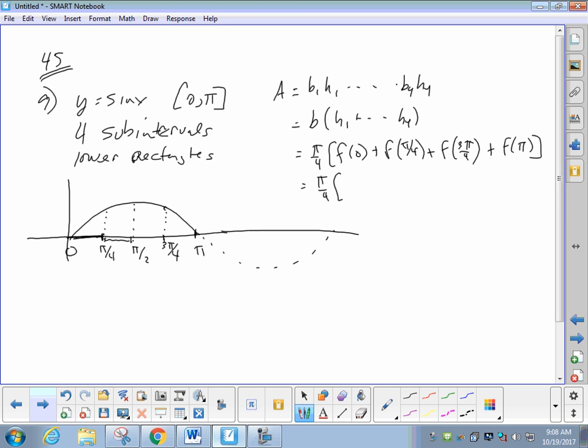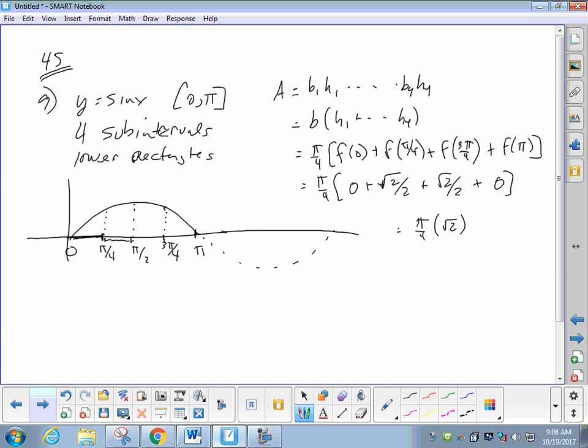F at 0, sine of 0 is 0. What's sine of pi over 4? Root 2 over 2. What's sine of 3 pi over 4? Also root 2 over 2. And f at pi is 0. What's root 2 over 2 plus root 2 over 2? 2 root 2 over 2, or just root 2.